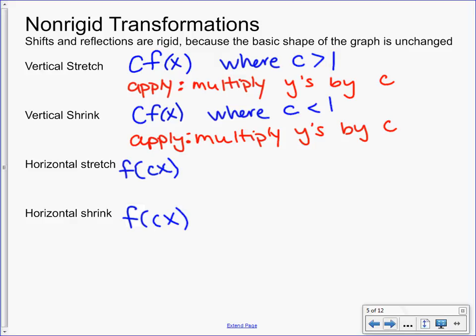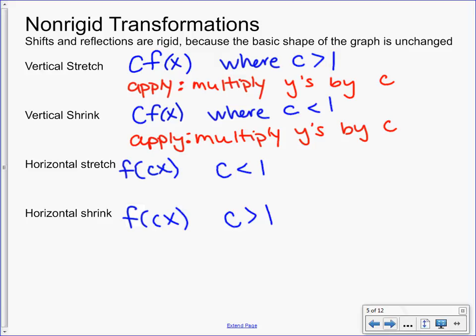Okay, so for a horizontal shrink, C is going to be bigger than 1, because it does the same thing as a vertical stretch would. A vertical stretch and a horizontal shrink go hand in hand. So for a horizontal stretch, C would need to be less than 1, because if we're stretching horizontally, that means vertically we are shrinking.